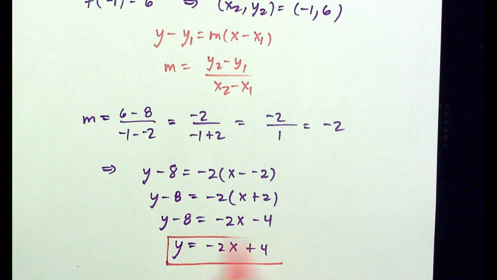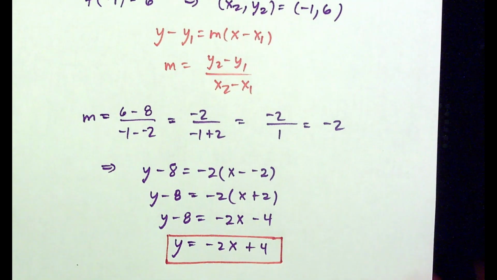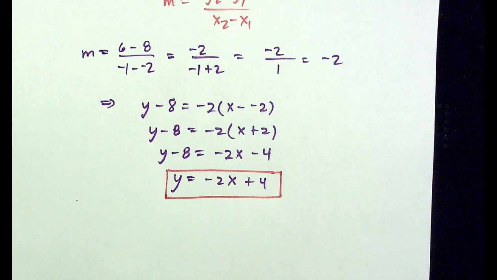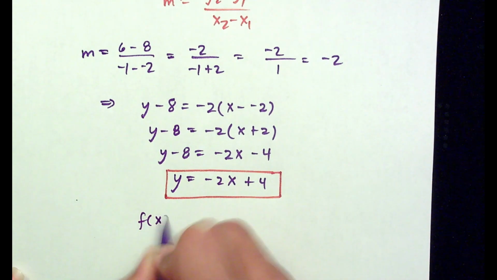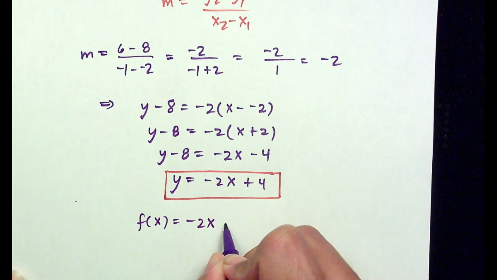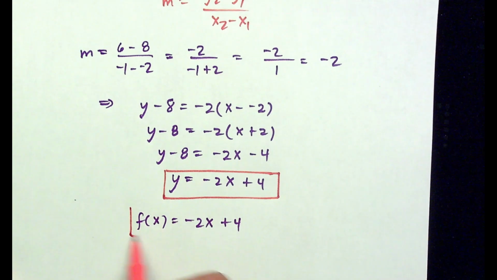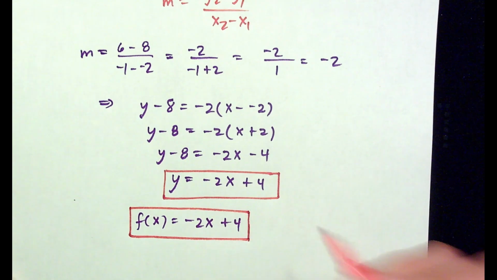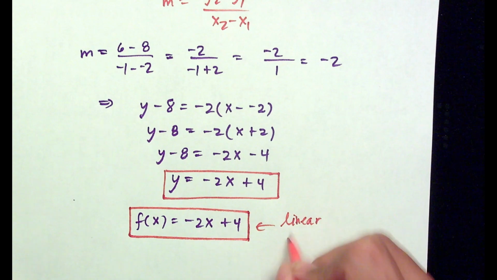Now, they're not asking for the equation of the line. They're asking for the linear function. So we just have to give the answer using functional notation. Instead of writing y, we write f of x. So f of x equals negative 2x plus 4. This is the linear function.